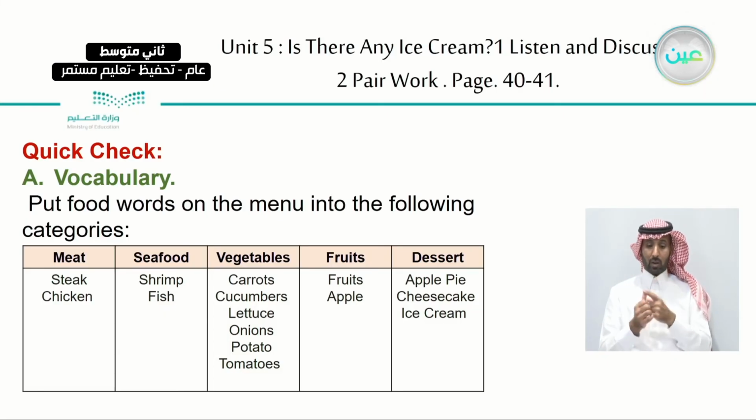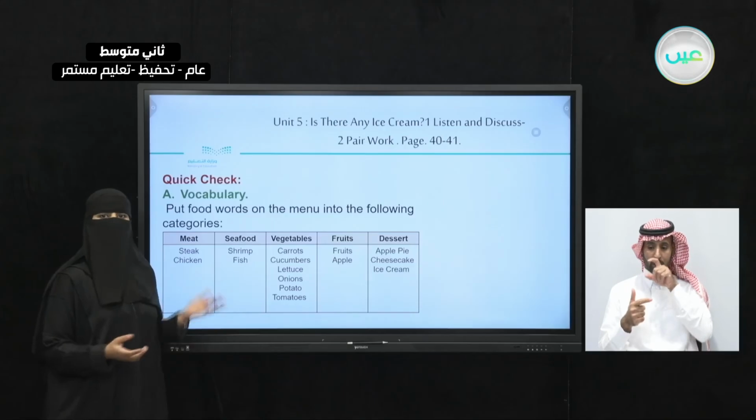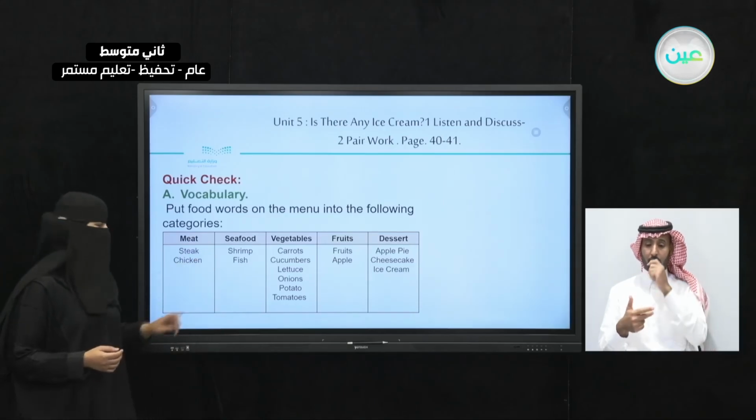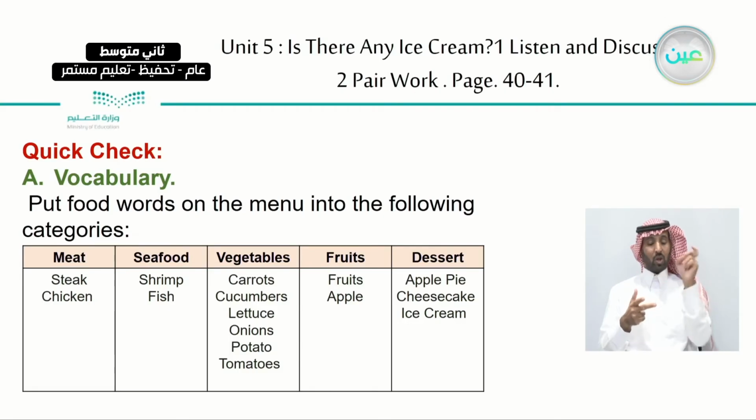For meat, what did we see in the menu, in Sarah's Kitchen menu? Under meat, we can categorize it. So under meat, we have steak and chicken. Steak and chicken are kinds of meat. How about seafood? We had shrimp and fish. Shrimp was under the appetizer and fish under the main courses.